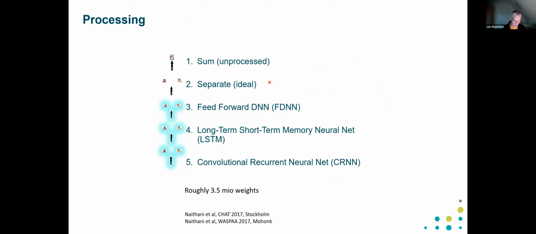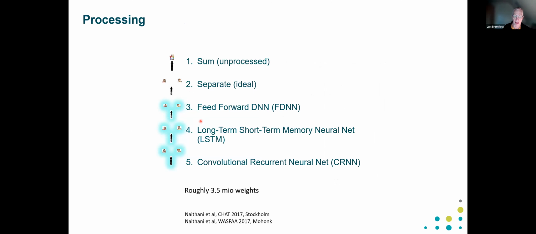We had 5 processing conditions. So first, of course, is the unprocessed mixture that you just heard. Second, we have the ideal. So that's just the separate. That's equivalent to the ideal ratio mask that I showed you before. So that's the best you can ever get with such an algorithm. That would be the performance for the separate condition.